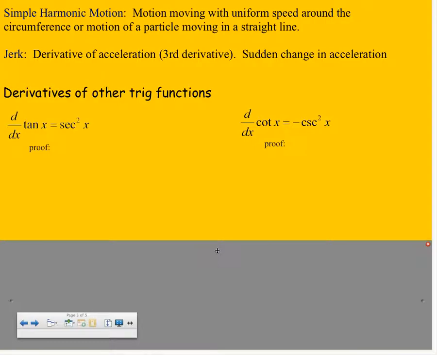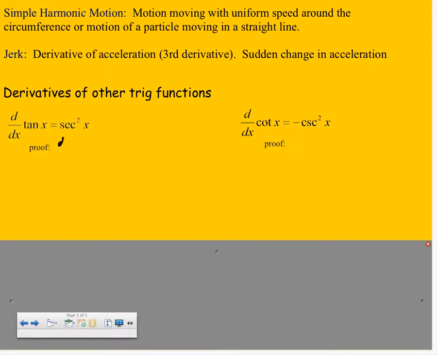So, why isn't this as simple as the last one? Let me show you where these come from. I'm going to show you the proof of this one because I think it's kind of cool. You don't have to know how to do the proof. You don't need to memorize the proof. I'm just showing you the proof so that you understand why this derivative is what it is.